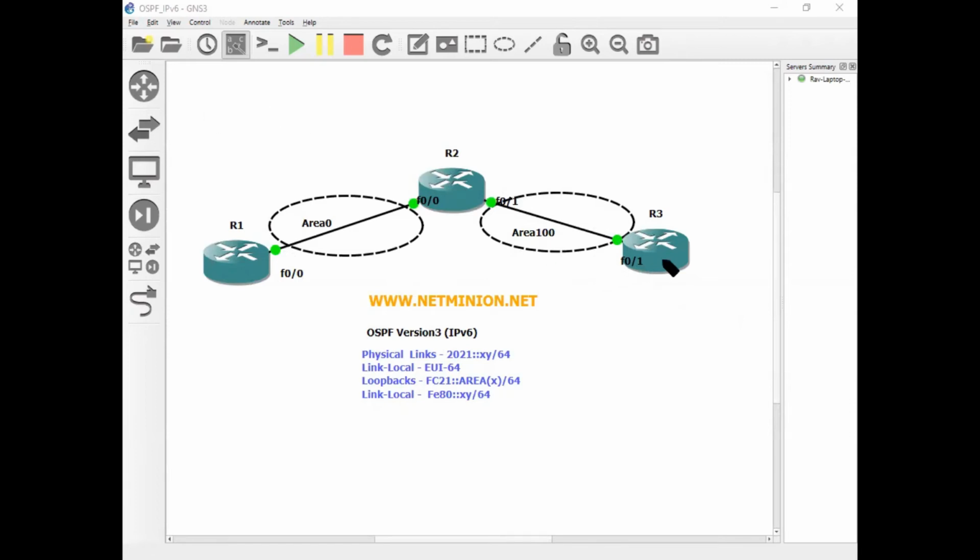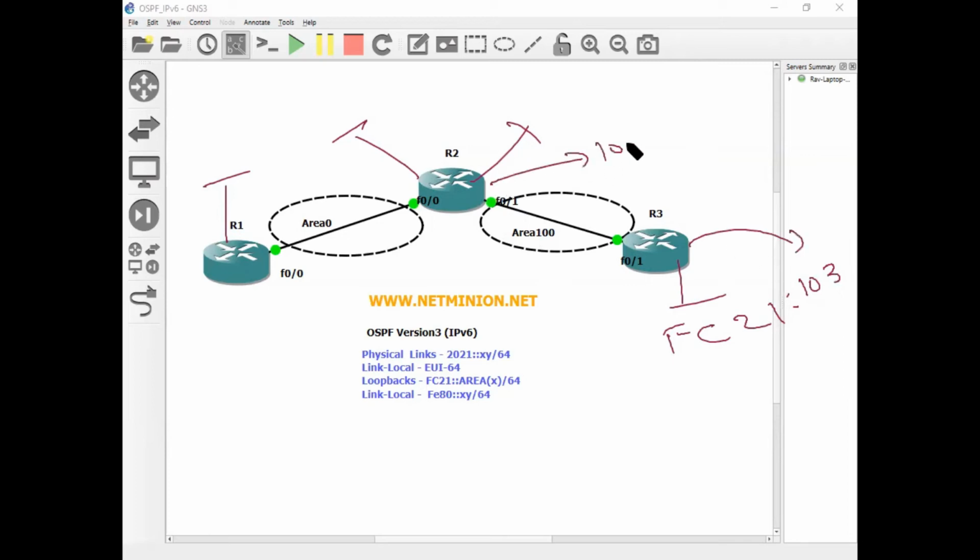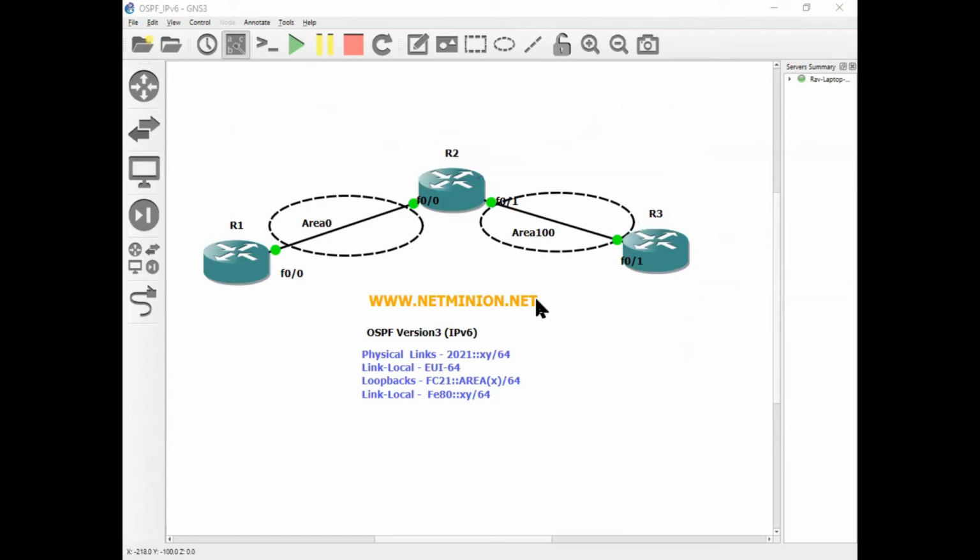Over the loopbacks, on any router that has loopbacks, you can configure FC, that is my unique local address, 21, and whatever my area is. Like area is 100, I will be putting 103 over here. This is area 100, I will be putting 102. This is area 0 only, I will be putting only 1 at the end, and I am only putting 2 at the end. But if it is 102, it means area plus that particular router number. That is how I am deriving it. So that is my IP schema.